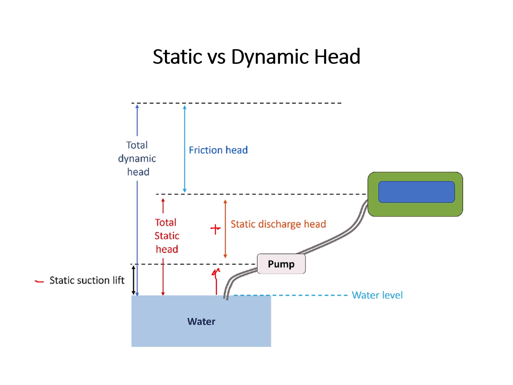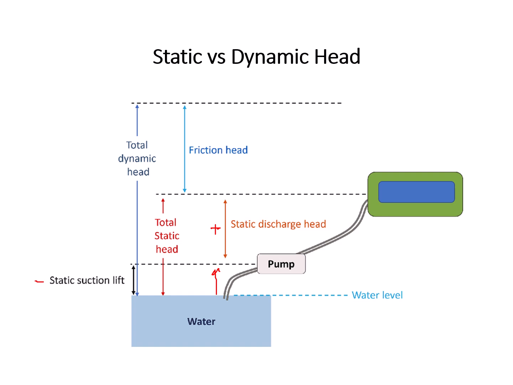Dynamic head is the head due to friction losses, and it is equal to the friction losses in the suction and the discharge pipes. This is the suction pipe. You add the friction losses here plus the friction losses in the discharge, and that will give you the dynamic head.